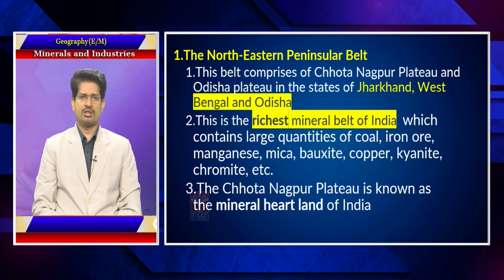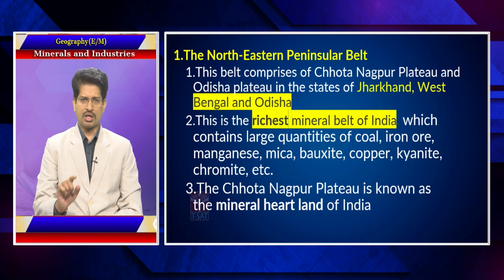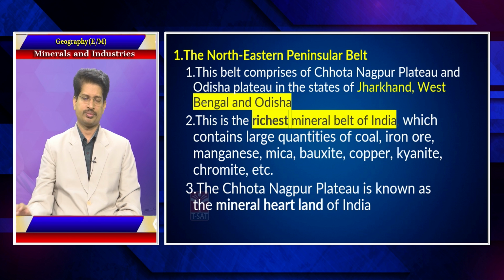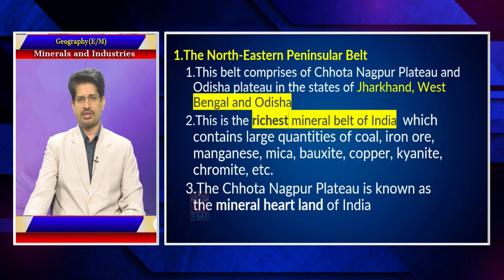The northeastern part of this peninsula which I have highlighted, consisting of the states of Jharkhand, West Bengal and Odisha, known as the Chota-Nagpur plateau region, is considered the mineral heartland of India, having these kinds of minerals responsible for an industrial region in this place. We will be discussing the same region in terms of industries in the upcoming discussion.